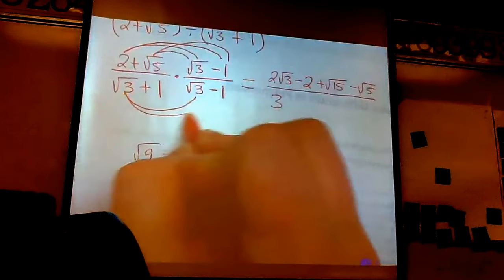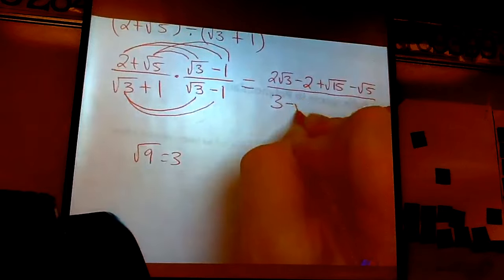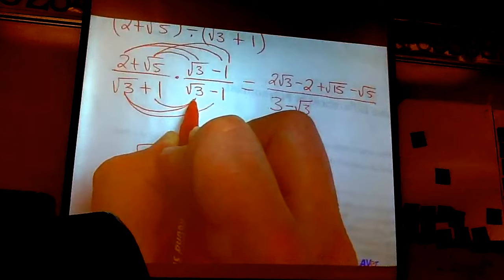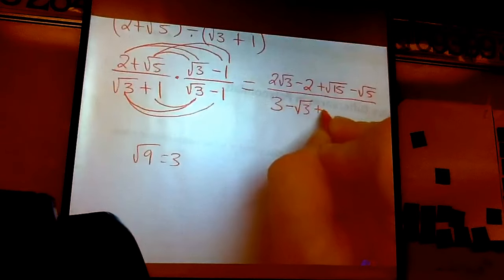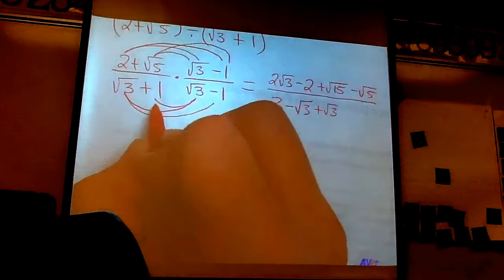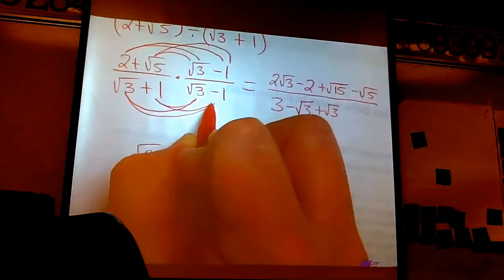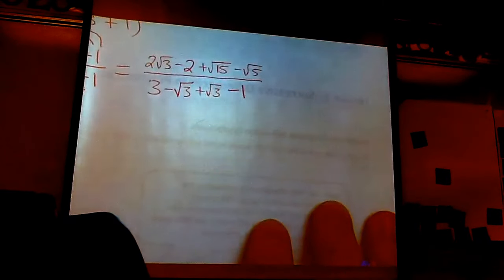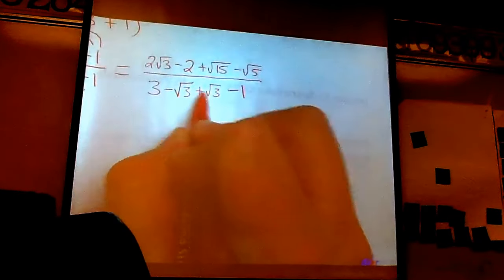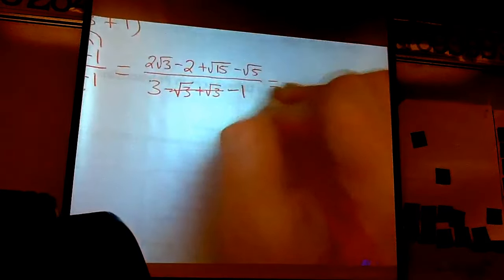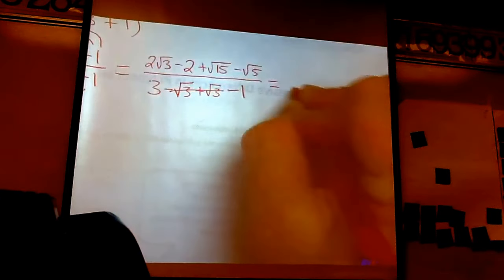Now the square root of 3 times negative 1, negative square root of 3. And right here, positive 1 times the square root of 3, positive square root of 3. And then, positive 1 times negative 1, negative 1. On the bottom, the radicals are gone. Negative square root of 3 plus square root of 3 is just 0. We've got 3 minus 1, which is just 2.